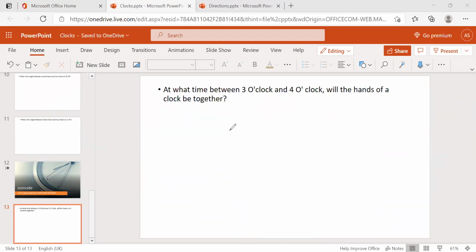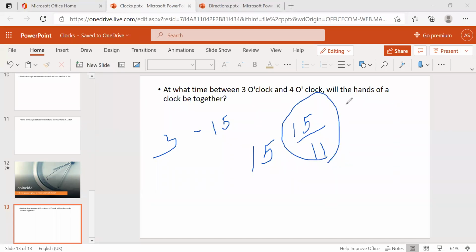So what I did here: which one is the smallest number? 3. So 3 represents 15 minutes. Then directly our answer will be 15 by 11. If it is not a proper fraction, then convert into a mixed fraction. Keep the 15 like this, and 15 by 11 is nothing but 1 4 by 11.